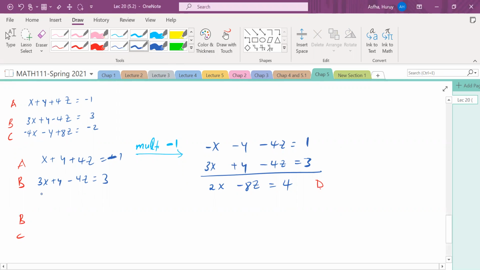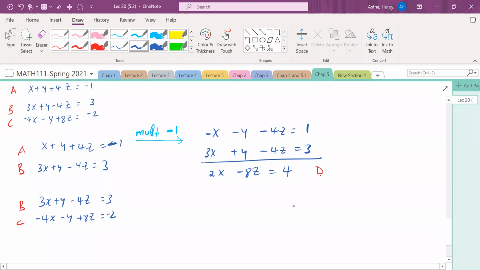So we pick B and C. Let's rewrite them. 3x plus y minus 4z equals 3. And C is -4x minus y plus 8z equals -2. Now here, we don't need to multiply, of course, because the y variables in these two equations have opposite signs. We have +1 and -1. So if we add them, they will cancel out.